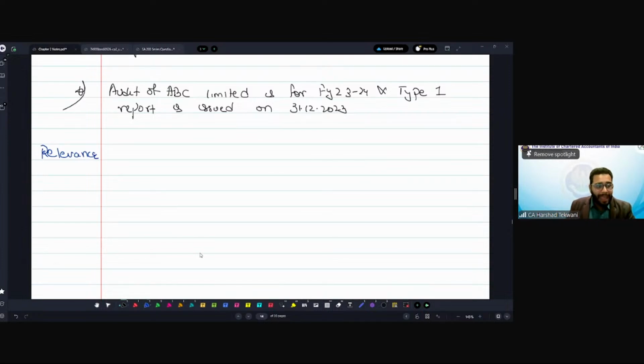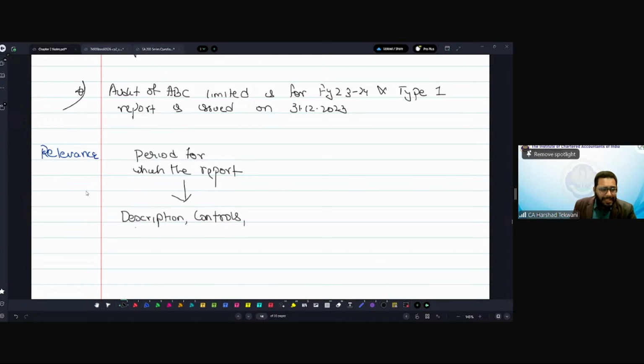Relevance of the report, which may include the period for which the report is issued, and a very important part is whether the evidence that I'm getting from the report is relevant to me, meaning the description, controls, system, or even the report is relevant to my audit.